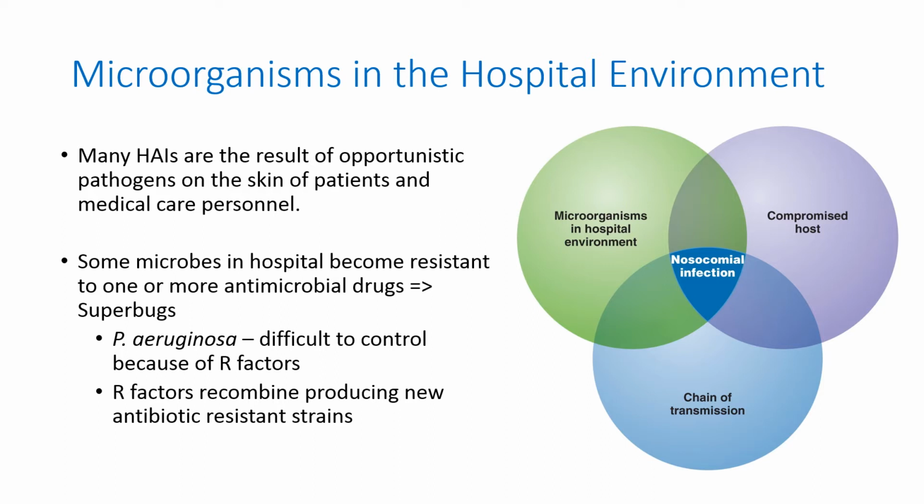So Pseudomonas aeruginosa is an example of a superbug. It's difficult to control in hospital-like environments because it has a lot of R factors. R factors are plasmids that have multiple genes for antibiotic resistance. When these R factors wind up in the same bacterium, then recombination can happen, shuffling those resistances and creating new plasmids and new antibiotic resistant strains of bacteria.